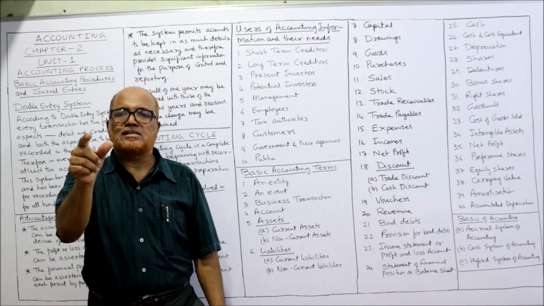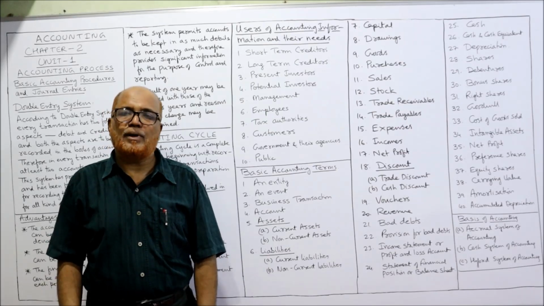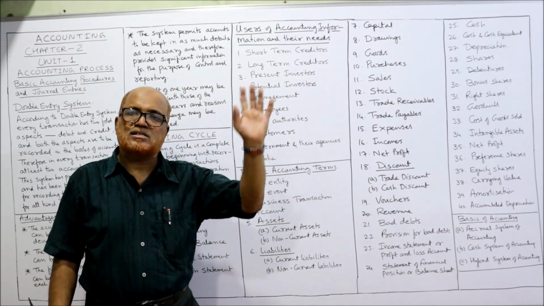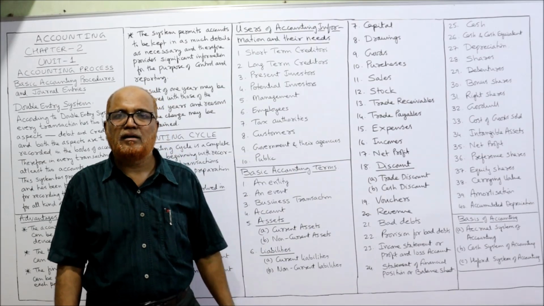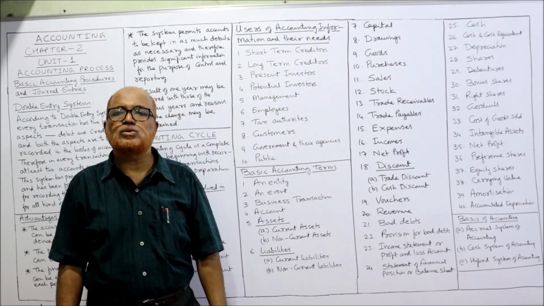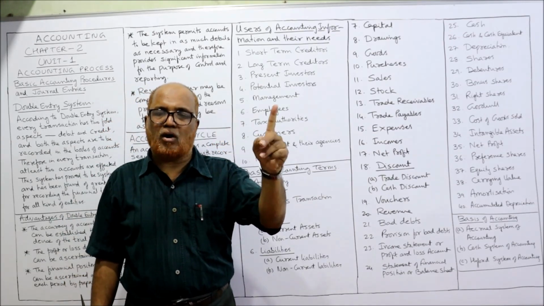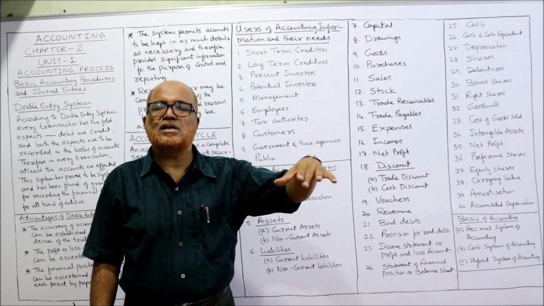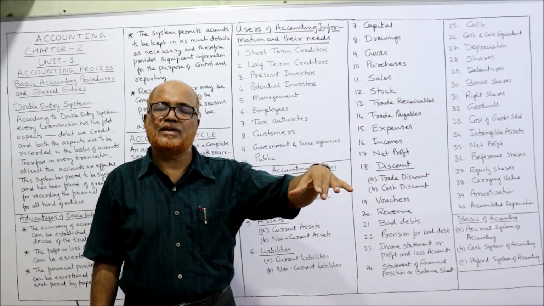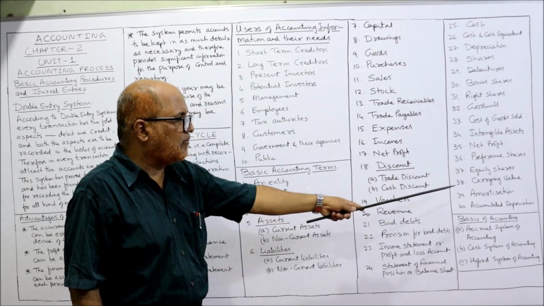Next comes carrying value. It is the cost of the asset minus accumulated depreciation. Example, we have purchased a machine 5 years back for rupees 1 lakh. During the 5-year period, we have provided 30,000 rupees as depreciation. So 1 lakh rupees is the cost, and total depreciation provided during 5 years is 30,000. So 1 lakh minus 30,000, 70,000, is called carrying value.